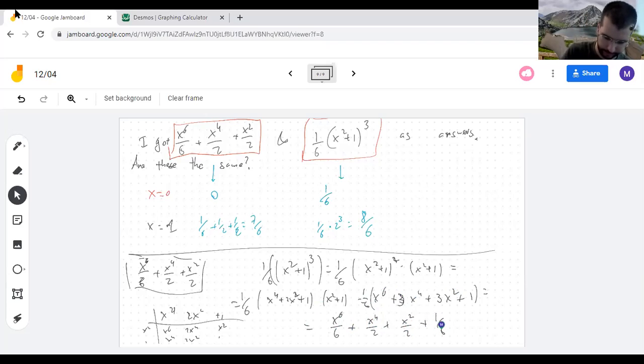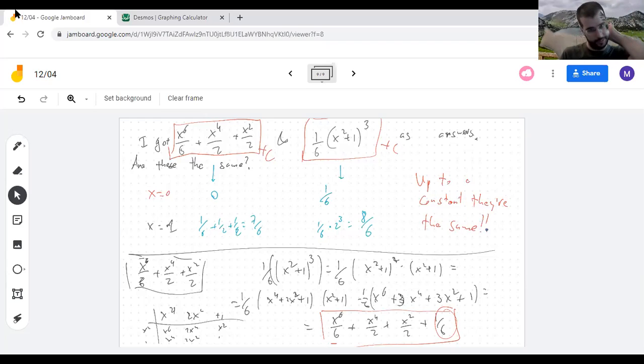So these are the same, except that this one has a constant. So up to a constant, they're the same, which means that they have the same derivative, which is all I care about. All right, so I didn't do this problem wrong. Awesome.